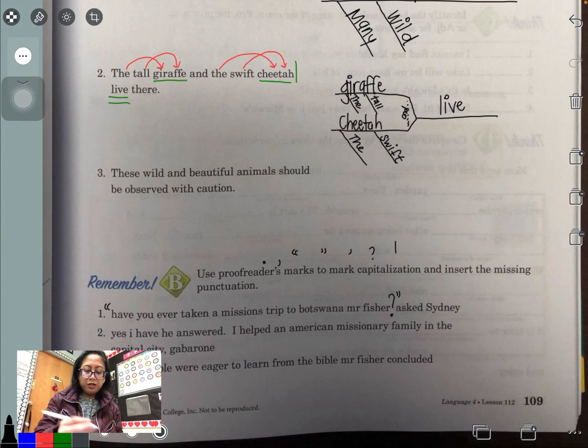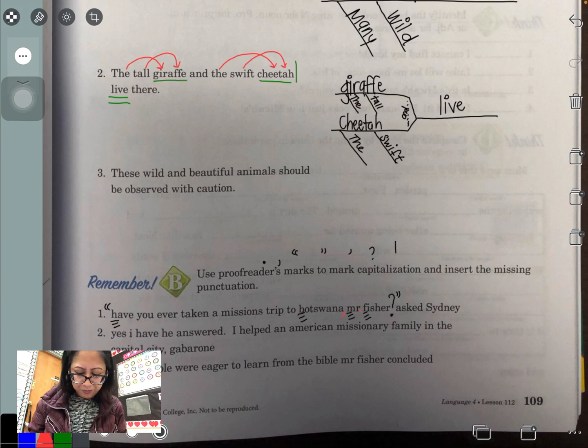Then I've got to now capitalize things like the have, Botswana, because that's the name of a place. Oh, Mr. Fisher, because that's someone she's speaking to. And if she's speaking to Mr. Fisher, she'll need a comma after Botswana and a period for Mr. There we go. That's it. So here's what Sydney's asking. Have you ever taken a mission trip to Botswana, Mr. Fisher? Asked Sydney.